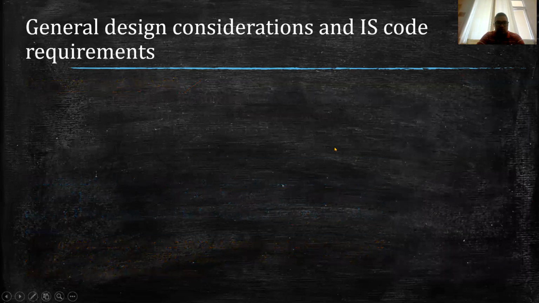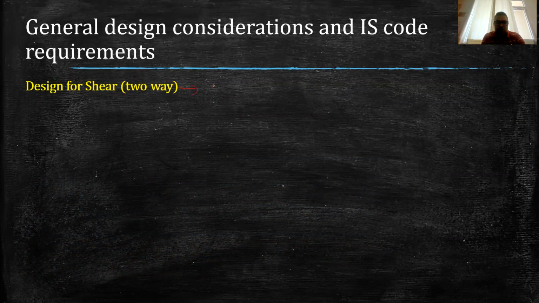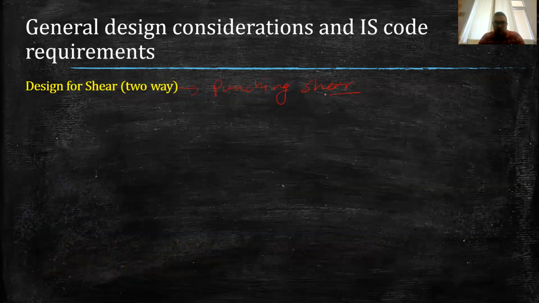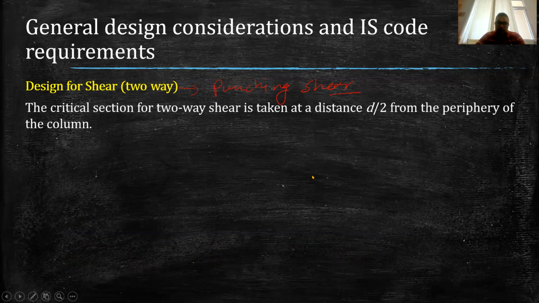Now talking about the second type of shear, which is called the two-way shear. This two-way shear is also known as punching shear. This punching shear occurs when the load is very high and the thickness of the foundation is less. In that case, the column punches through the foundation. This punching occurs because of insufficient depth of the footing. Generally, the critical section for two-way shear is taken at a distance of d by 2 from the periphery of the column.